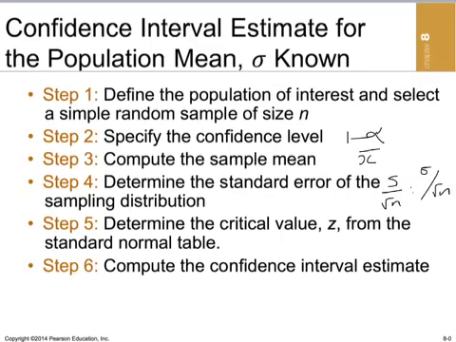Determine the critical value Z, and the reason why we're using Z is that we have a theorem that states if the population is normal, the sampling distribution is also normal. But regardless of the population, if the standard deviation sigma of that population is known, the sampling distribution is also normal. So we are applying the central limit theorem. So we determine the critical value Z, and then we compute the confidence interval estimate. So these are the steps that we will undertake to obtain a confidence interval estimate for the population mean mu.